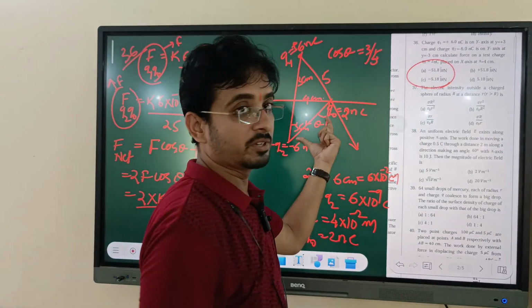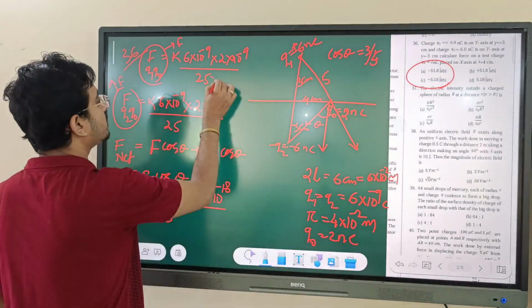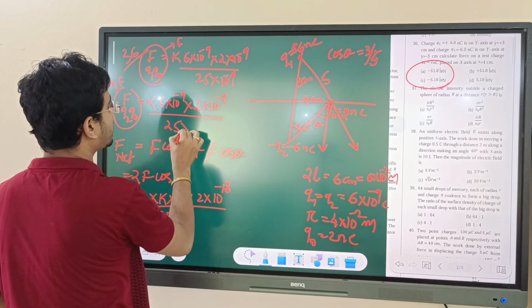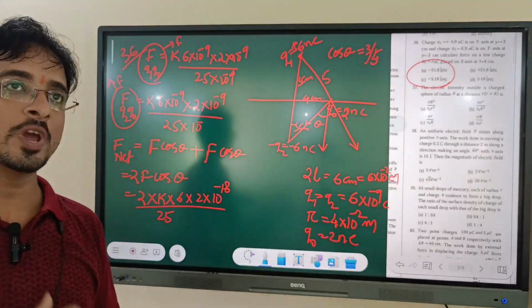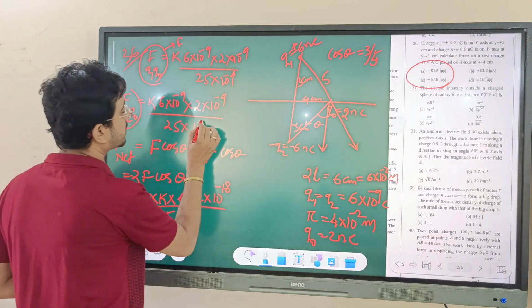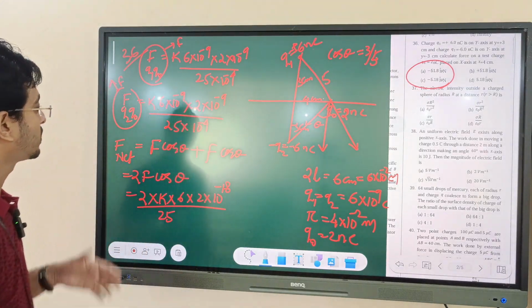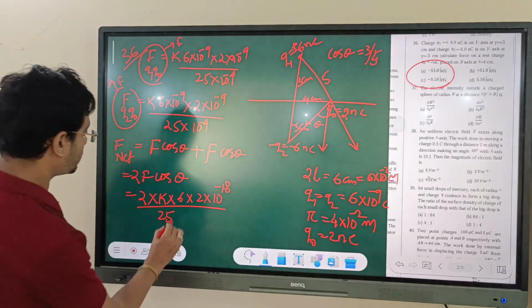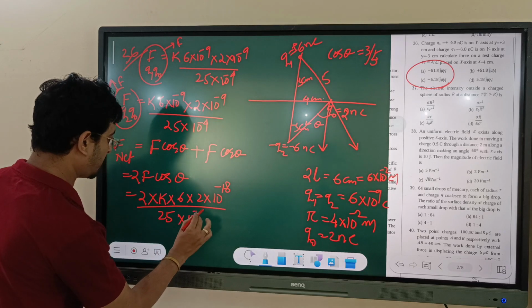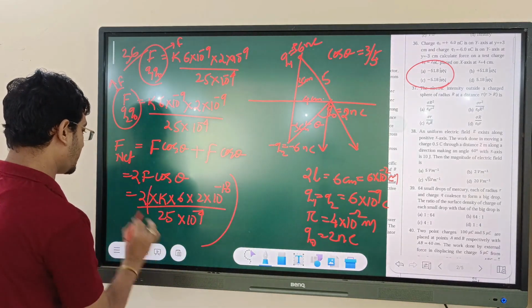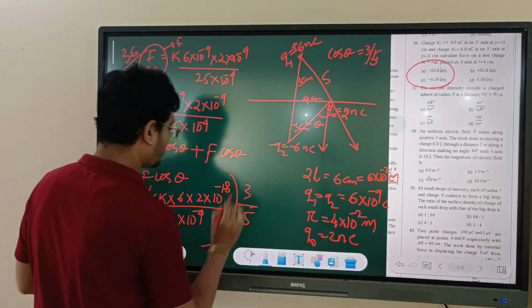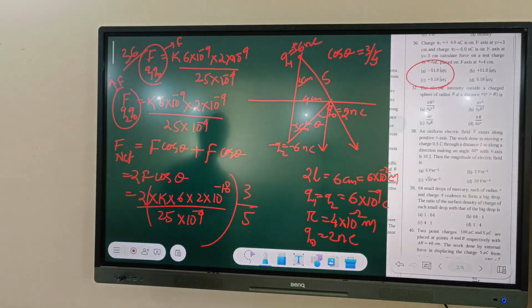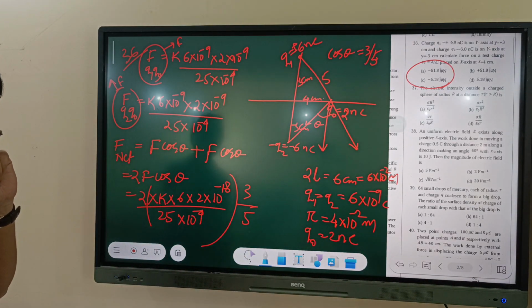It is in centimeter. If I am converting into meter, this will be 10 to the power minus 4 square. This is given here as r square. R square means 5 into 10 to the power minus 2 square, that will be 25 into 10 to the power minus 4. This is the value of f, and the value of cos theta is 3 by 5.